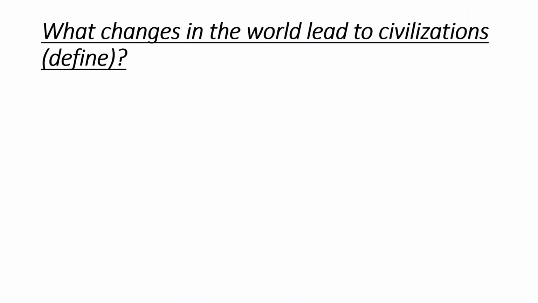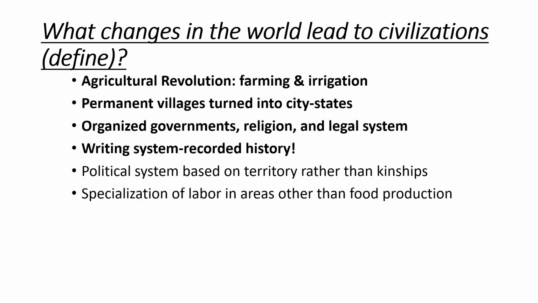Okay, so what are some of these key characteristics of a civilization? What are some of the things that define a civilization? Okay, so here we go. And you definitely need to know these for the test, okay? These are going to be all over the test. So you need to know this not only for Mesopotamia, Egypt, Indus Valley, but this will be all over the test.